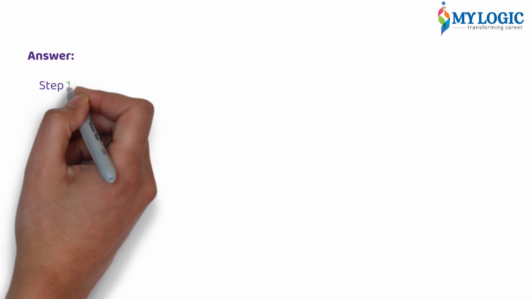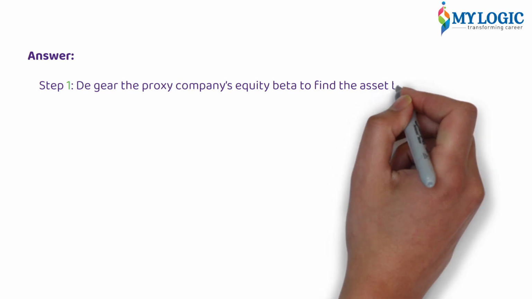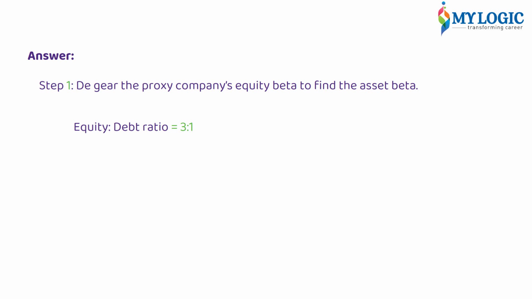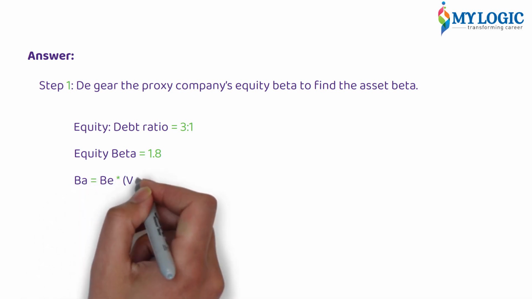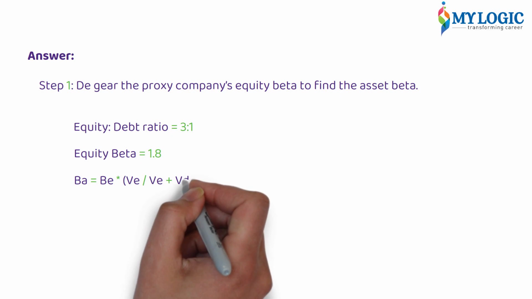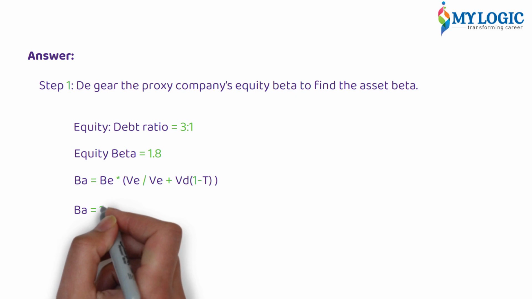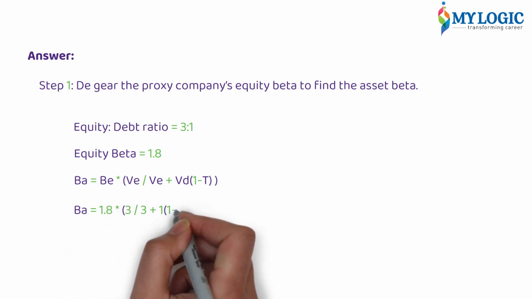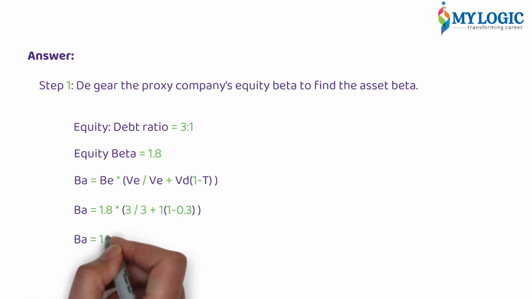Answer. Step 1. De-gear the proxy company's equity beta to find the asset beta. Equity debt ratio is equal to 3:1. Equity beta is equal to 1.8. Beta A is equal to beta E multiplied by VE divided by VE plus VD multiplied by 1 minus T. Beta A is equal to 1.8 multiplied by 3 divided by 3 plus 1 multiplied by 1 minus 0.3. Beta A is equal to 1.76.